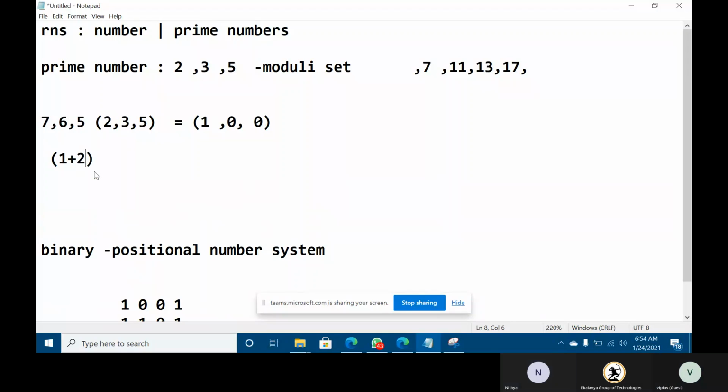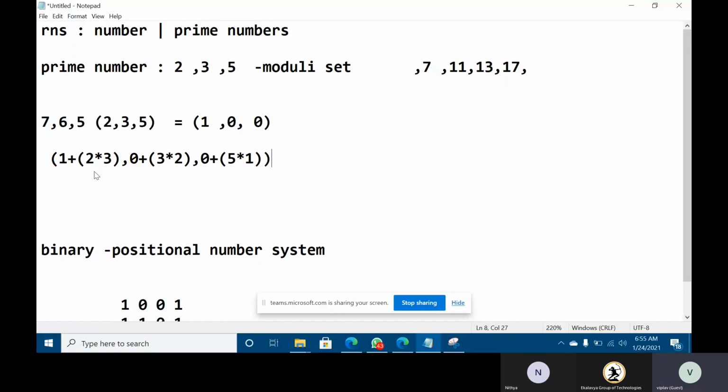1 plus 2 into quotient. Whenever we are dividing, we will get the quotient. Next, 0 plus 3 into quotient, comma. Then next, that is 0 plus 5 into quotient. So 5 into quotient is 1 here.